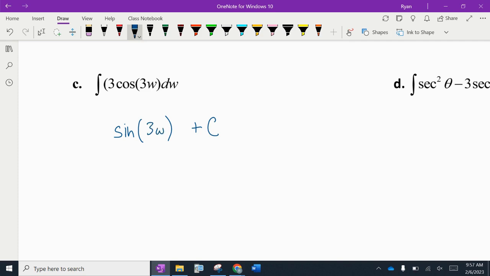I can't mess with it. It's got to be 3w because the 3w is there. So it's still a 3w. And then I have this issue of the 3 on the outside. What's going to happen with that? Well, if you found the derivative of this, would it get you up to that?